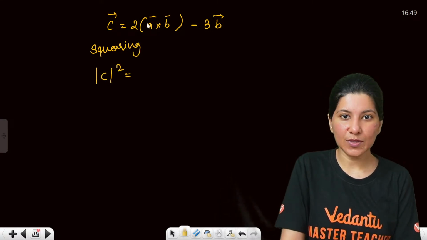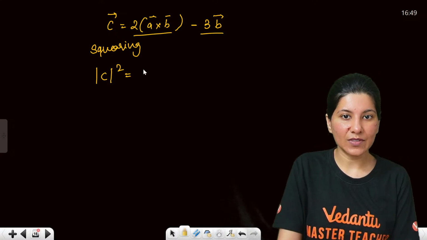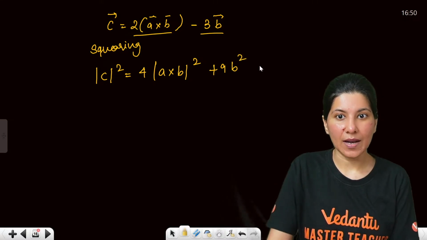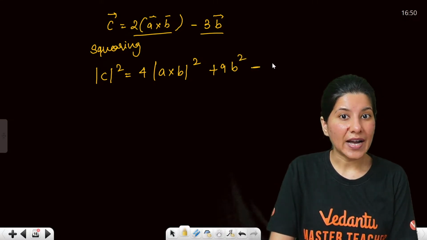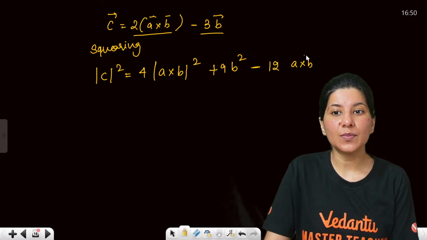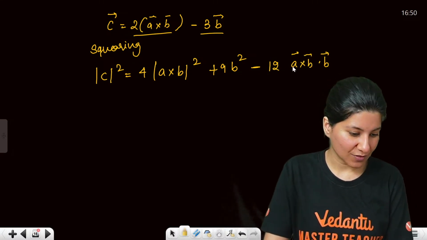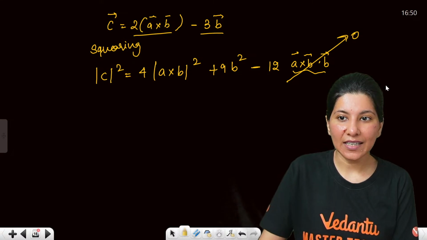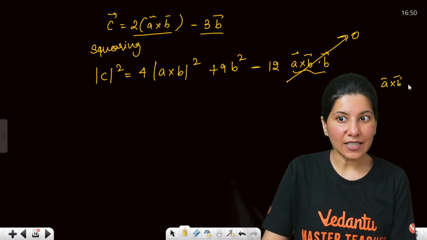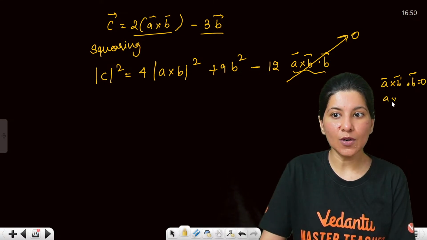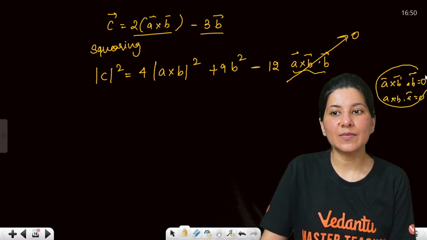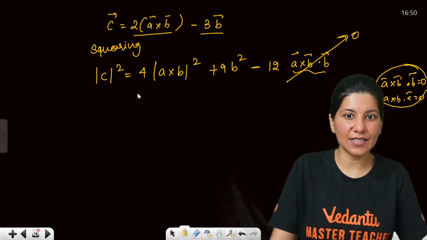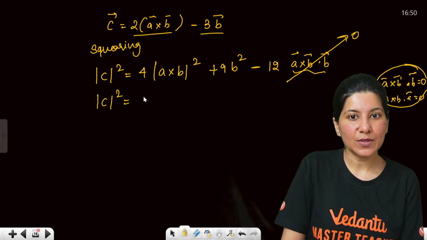So C square is equal to 4|A cross B| square plus 9B square minus 12 (A cross B) dot B. Understand, this is again 0. Why? Because A cross B is perpendicular to B, if you take dot with B, it becomes 0, and if you take dot with A, it also becomes 0, right? I will tell you why I am doing that, but for now just remember it. This is 0.